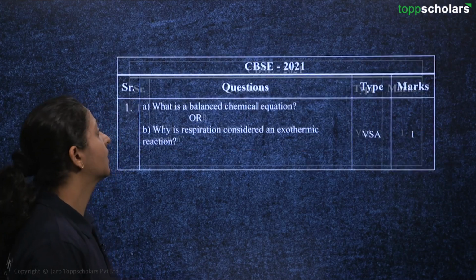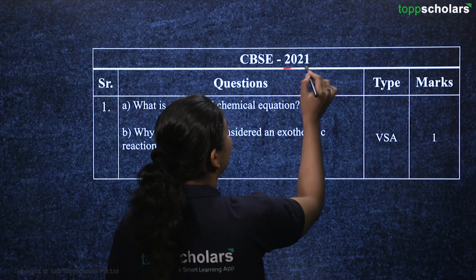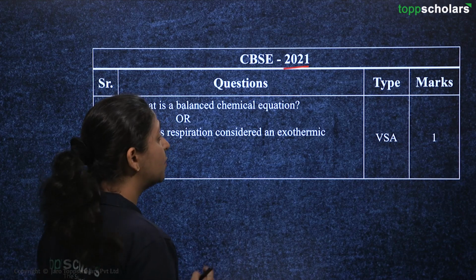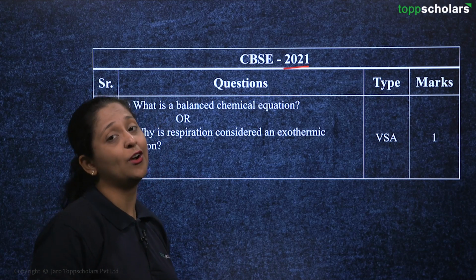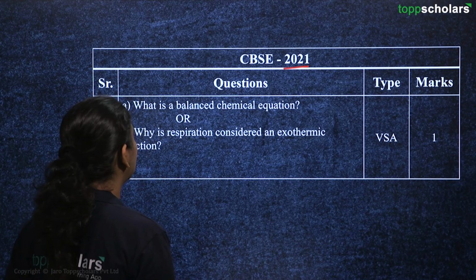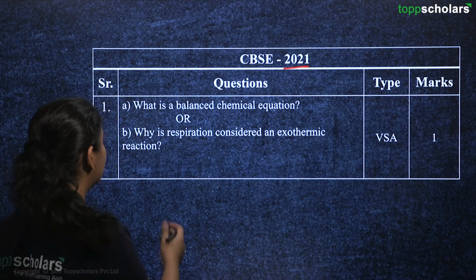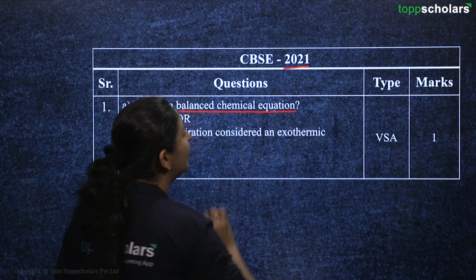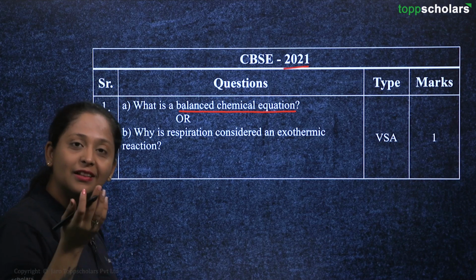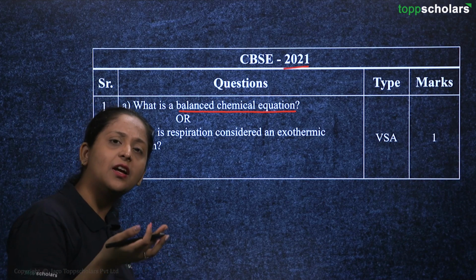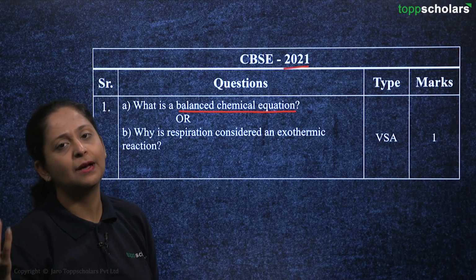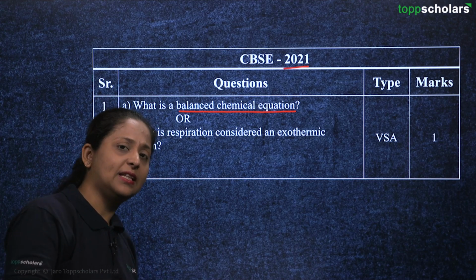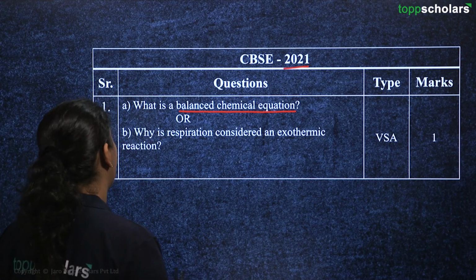Okay. Now students, we are onto the 2021 paper. The first question that we have here is a very short answer question giving 1 mark. Such a simple question, students. What is a balanced chemical equation? That is, the number of atoms of the reactants that we are using in the reaction is equal to the number of atoms of the products. Then only we can say that the reaction is balanced here.